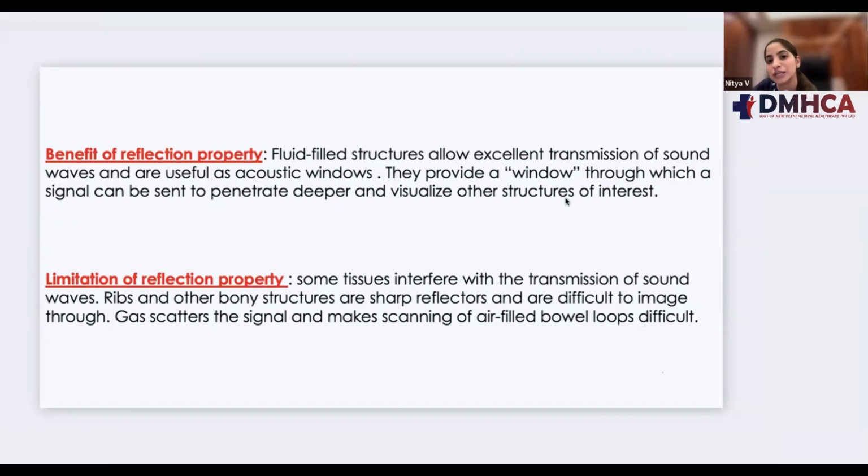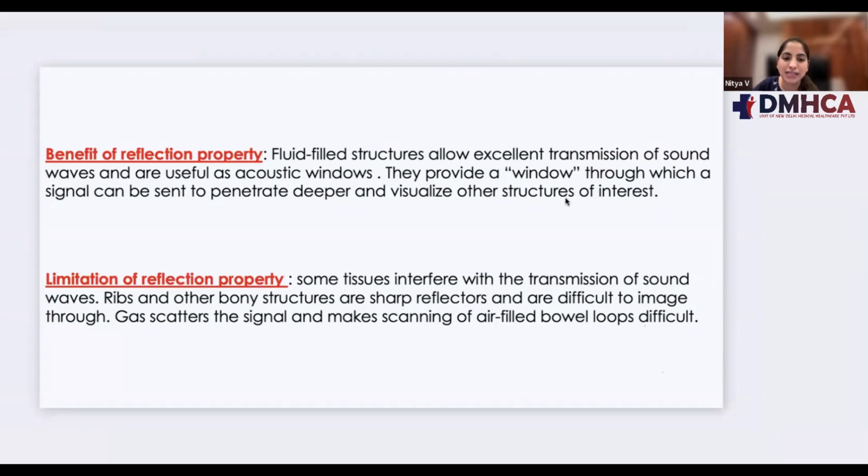But we do have a limitation of the reflection property: some tissues interfere with the transmission of sound waves, for example the ribs and bony structures. When we are scanning and have acoustic shadowing from the bones and ribs, it is very difficult to image that structure. Also, you have seen ultrasound reports saying that because of excessive bowel gas shadows, we are not able to get the scan to be optimal.